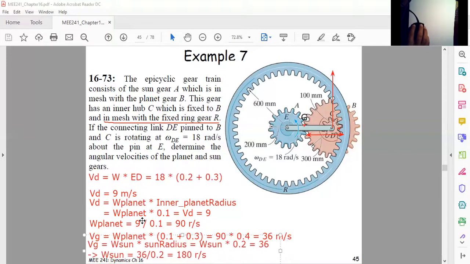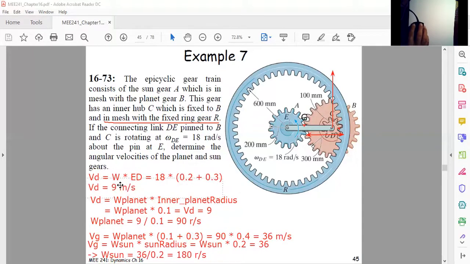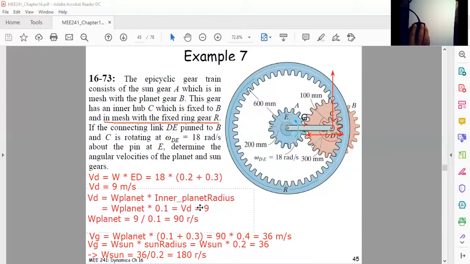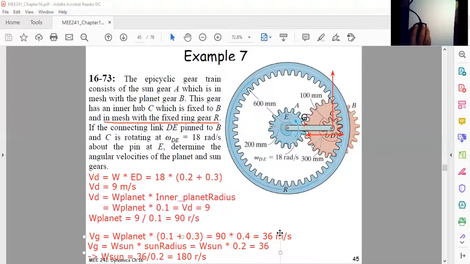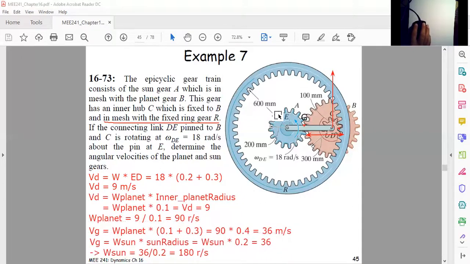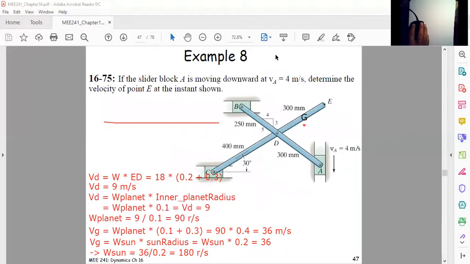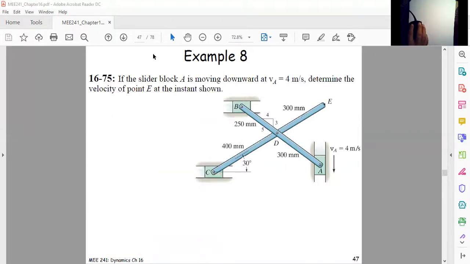Okay, I think it's all good from here. So this is a technique for analyzing the angular velocities of a planetary gear box, and you can see it's very straightforward. Okay, very good. So let me go into the next problem and clear all my drawings.